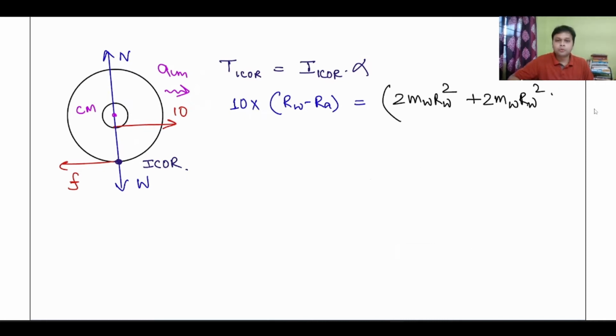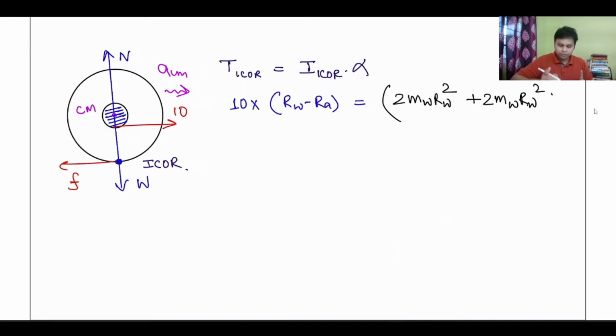2 mr square plus 2 mr square. Right? Now, here comes the fantastic concept. If you're considering the moment of inertia about the center of mass, it is clearly given in the equation to neglect the moment of inertia of the axle. But if you are considering the moment of inertia about the ICOR, you cannot neglect the moment of inertia of the axle.